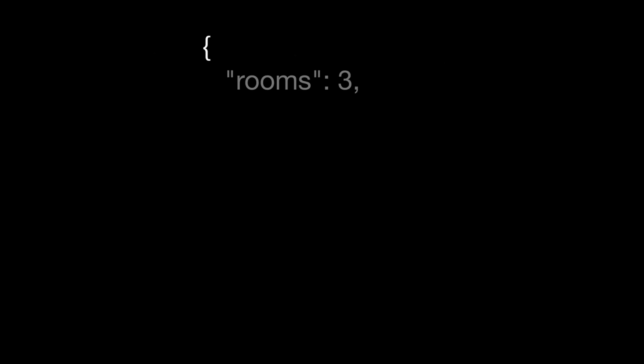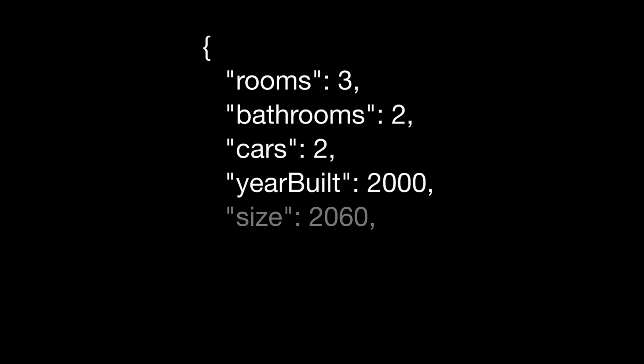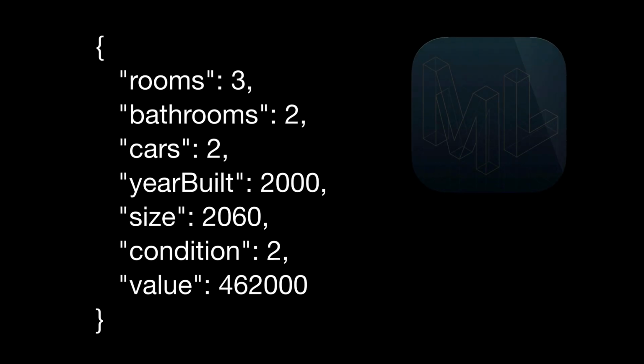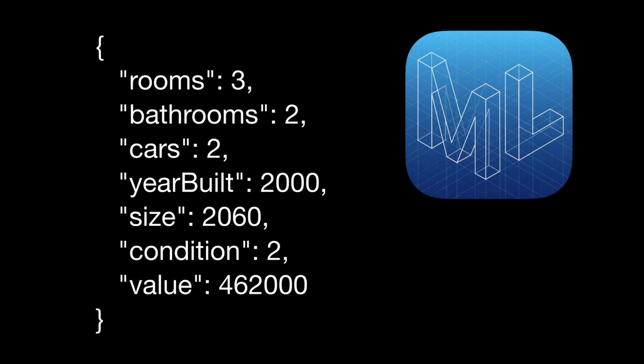Each thing inside braces is a single house sale, describing the number of bedrooms, bathrooms, garage capacity, year built, size in square feet, and condition from 0, really bad, to 4, excellent, along with the final value. Each of those sales is wrapped inside square brackets, making this a JSON array. What we want to do is hand all that over to Create ML, so it can look through to estimate how to convert all the input parameters into a house value.